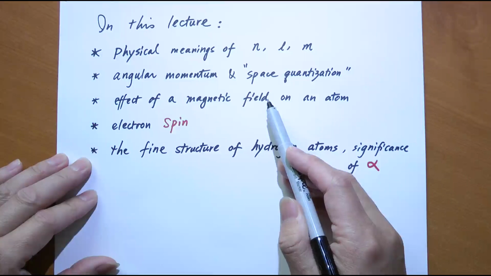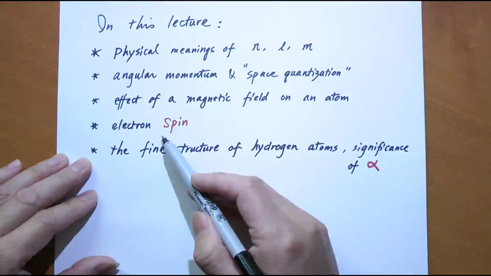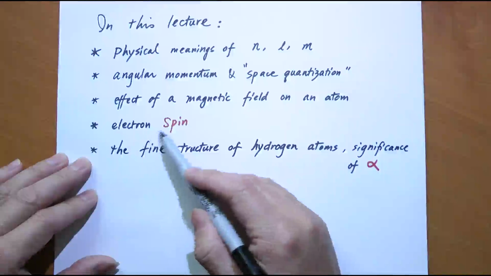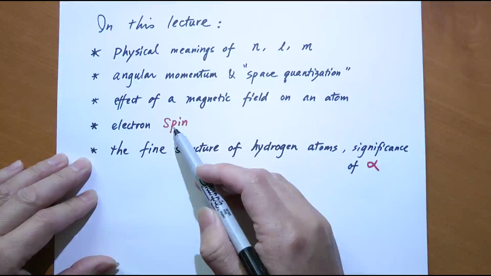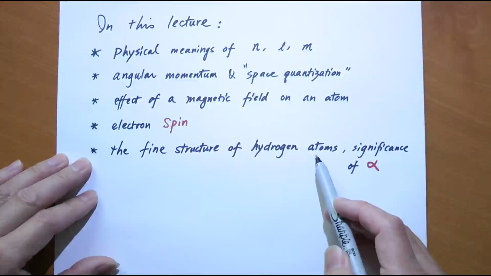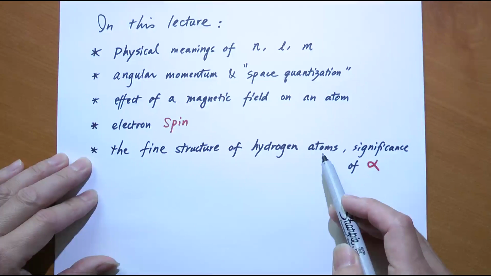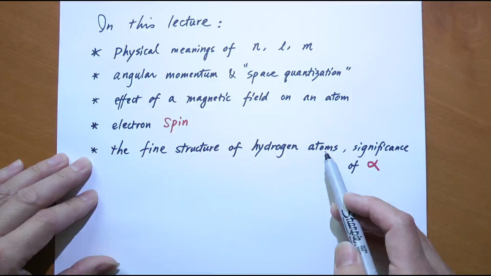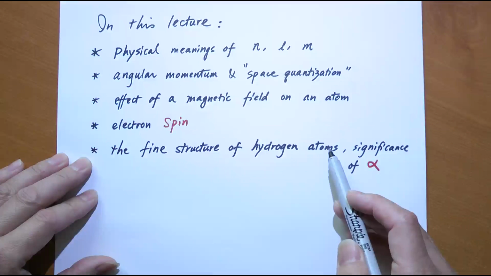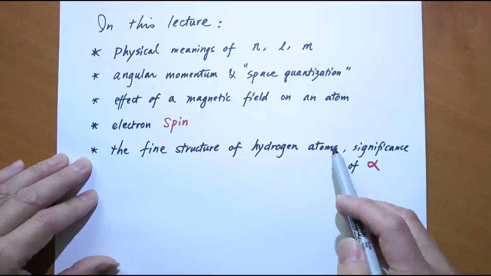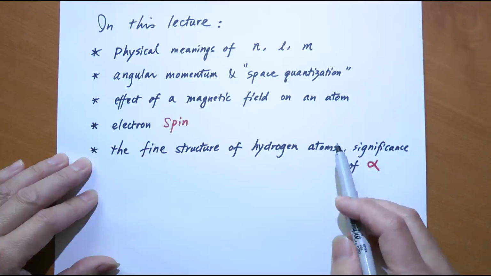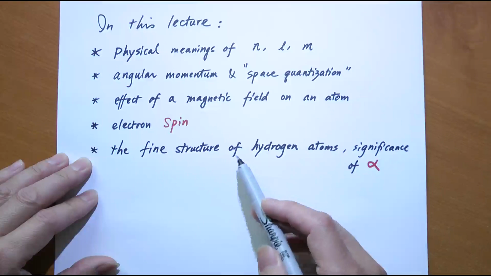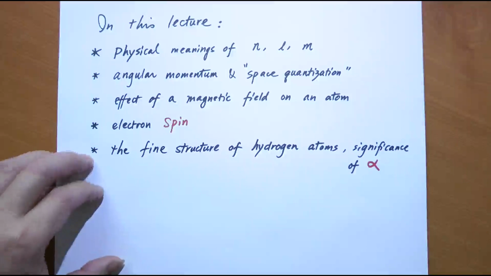And also, we'll introduce an ever so important quantum quantity called spin for the electron, which is responsible for many, many things, including the so-called fine structure of hydrogen atoms. It turns out that the energy diagrams that we got from just solving Schrödinger's equation are only a crude approximation. If you look at all these eigenenergy levels in more detail, you will find there is an underlying fine structure. So we're going to take a look at that in association with electronic spin.